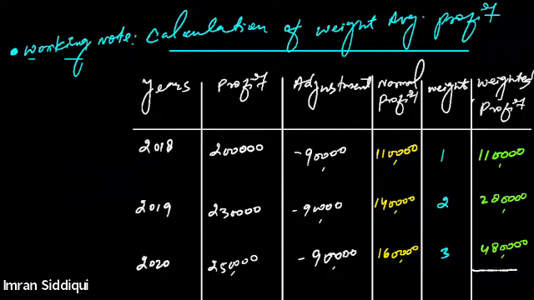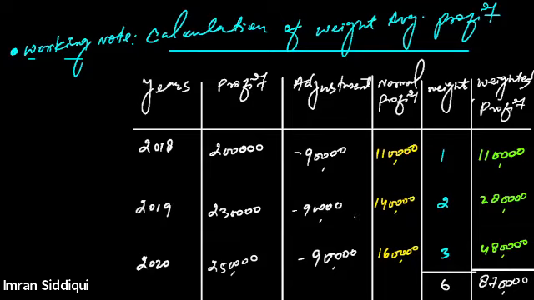Yes, sir. Just total these values. 1,10,000, then 2,80,000 plus 4,80,000. This will be 8,70,000. And then we will divide this by 6. So dividing it by 6, we will get 1,45,000.